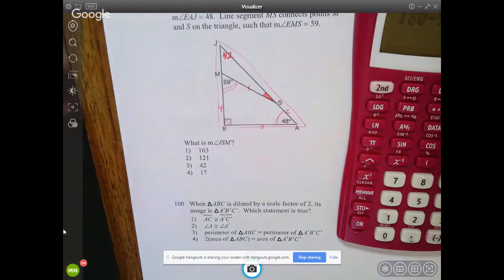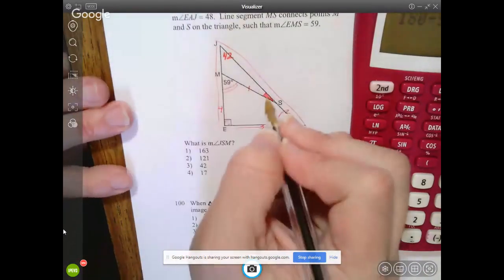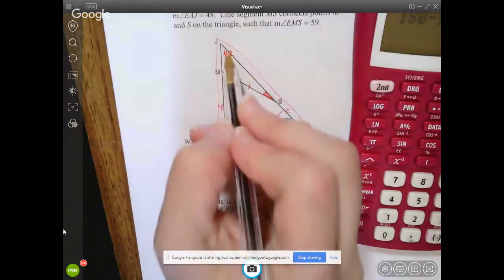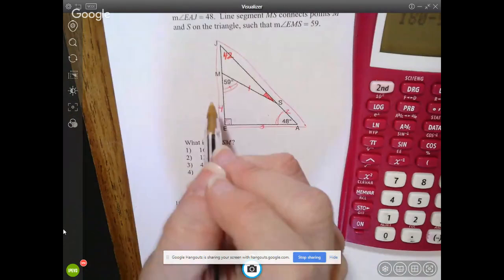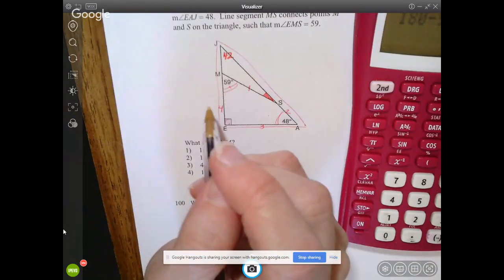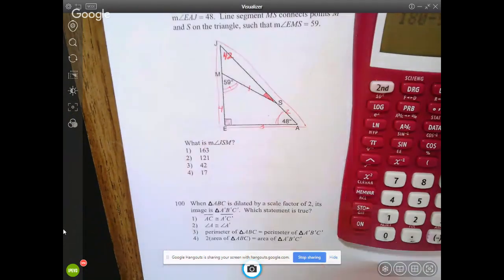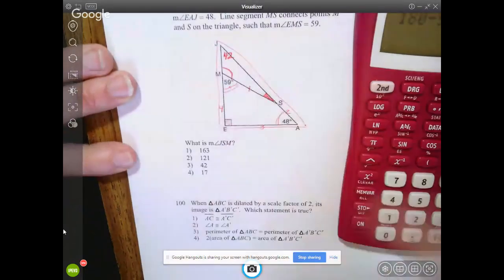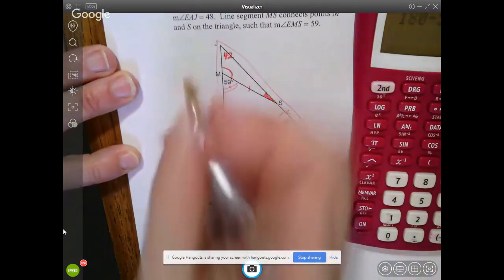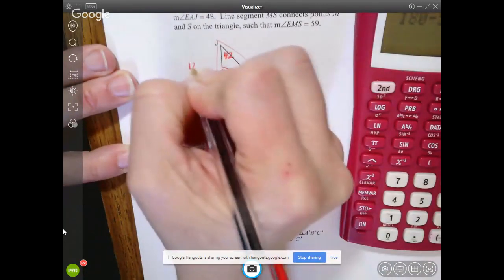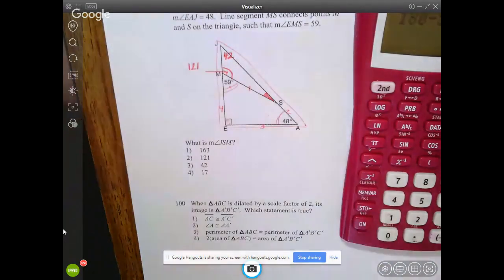Then we know that this is a straight line. Now there's something else you could do there. You could technically say 42 plus x equals 59, that exterior angle theorem thing, but we're not going to do that. We're going to do it the longer way. So then to get this angle, we take 180 degrees, which is a straight line. We subtract 59, so we learn that this angle is 121.